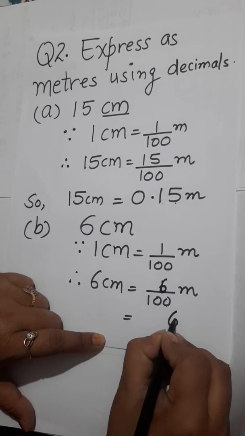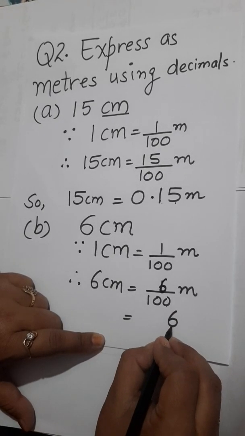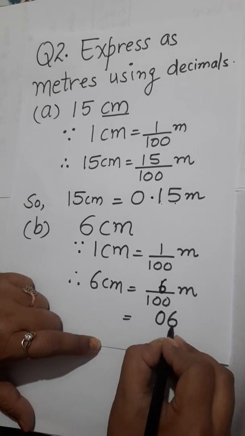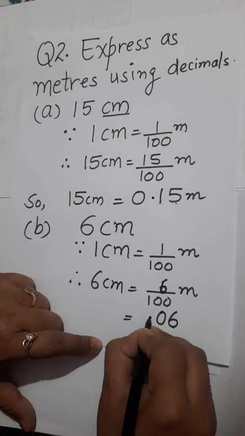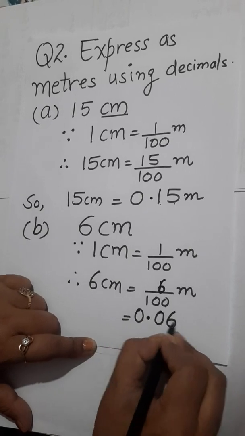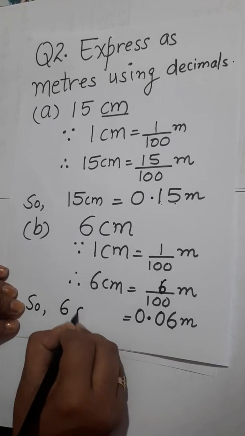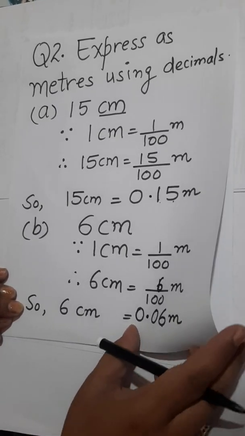It means in the numerator after 2 digits you have to put the decimal, but in this case we have only 1 digit. So before 6 you will write 0. So I will write 6. After 2 digits from the right, I will put the decimal. So here I can write 0.06 meter. So 6 centimeter is equal to 0.06 meter.